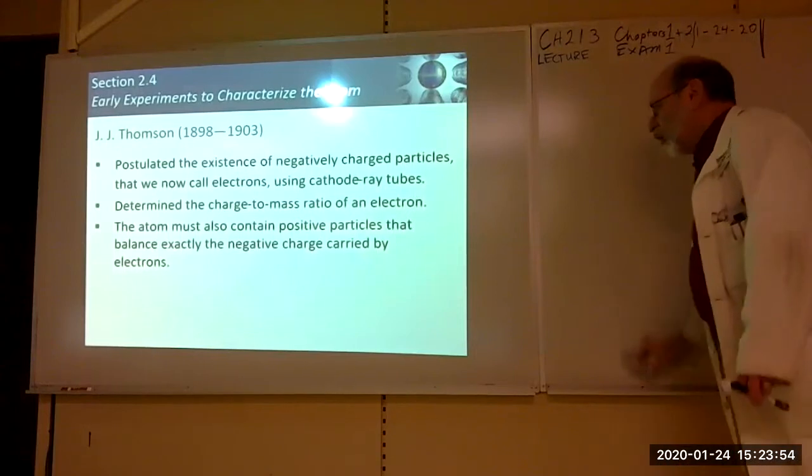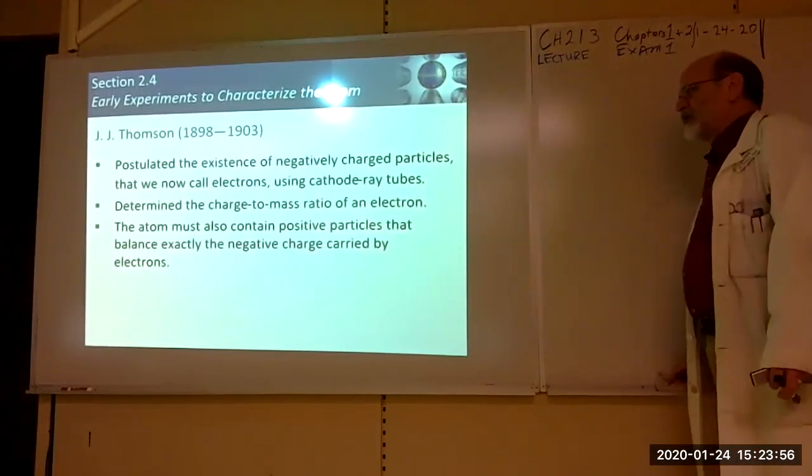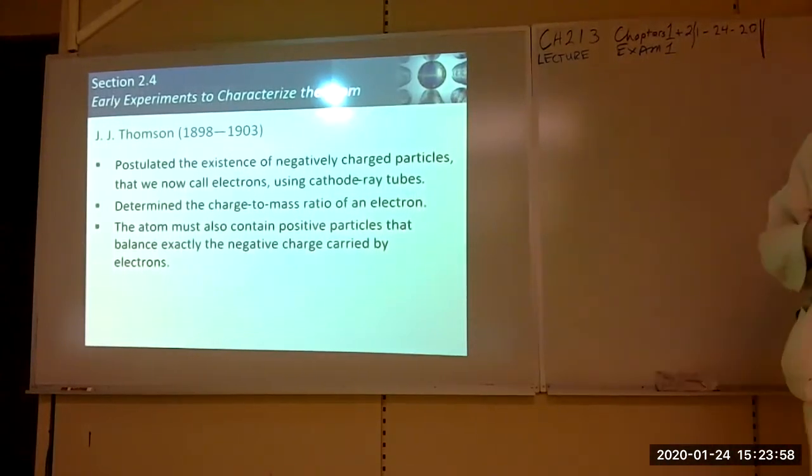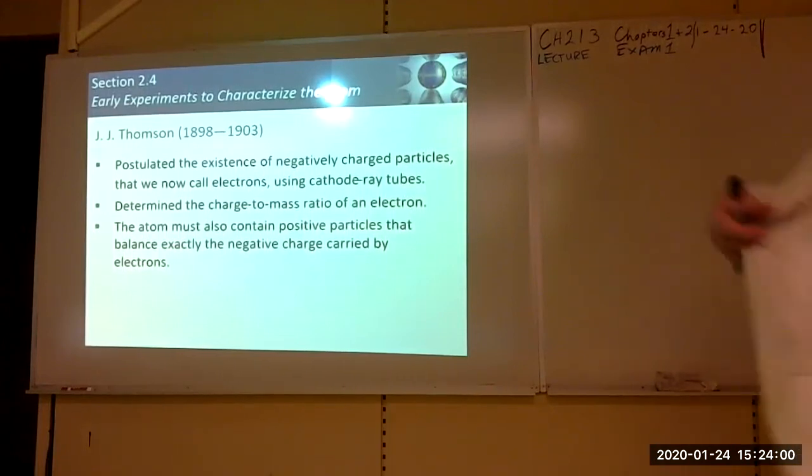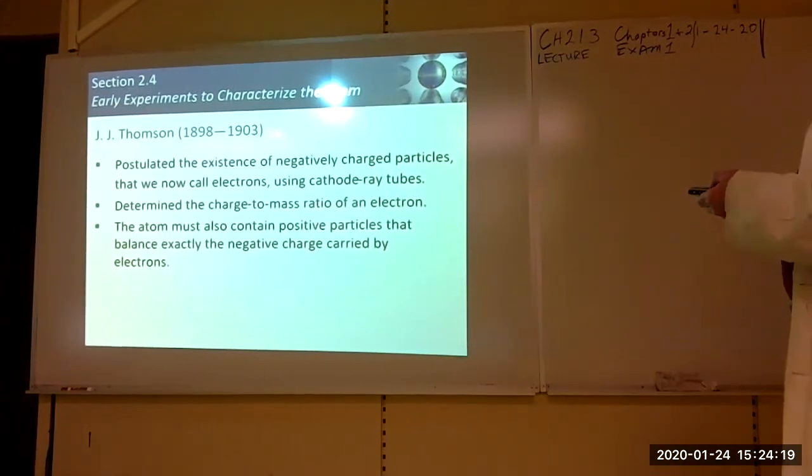So we need more information. If we want to know how and why chemical reactions occur, we need more information about the individual atoms. All Dalton could tell us was that they were elementary particles. I mean, that's it. They're different in some way, but I don't know why. So along came J.J. Thomson. He was an Englishman.